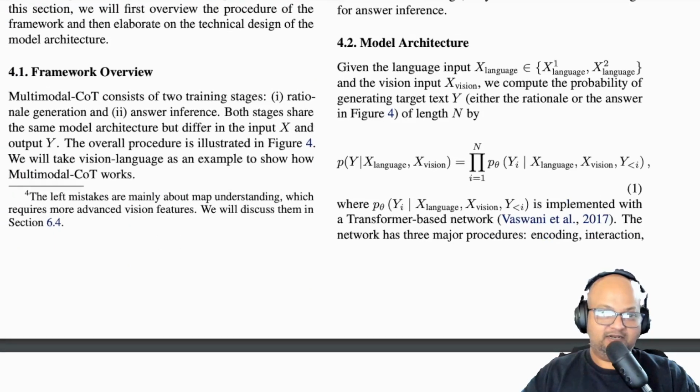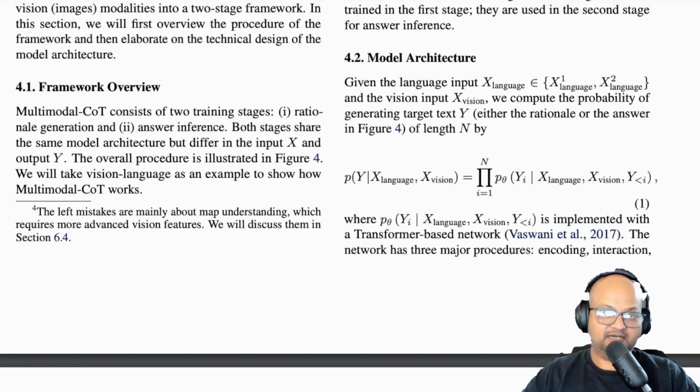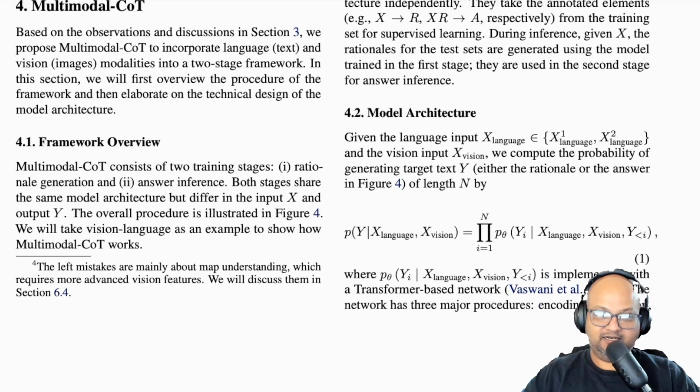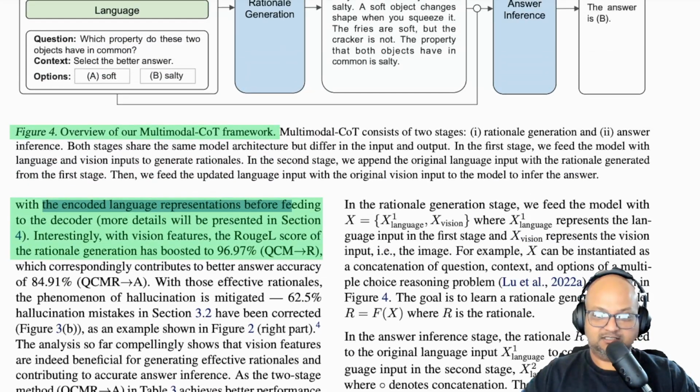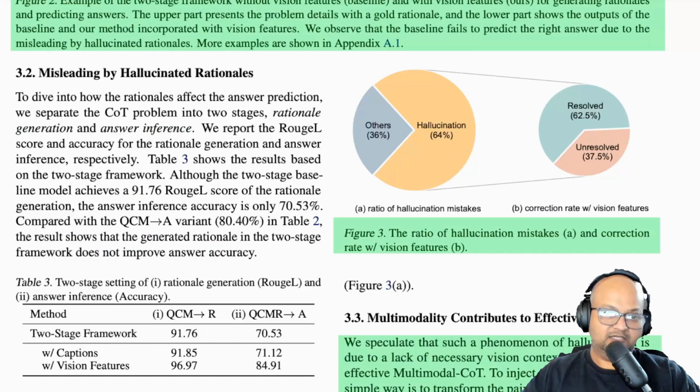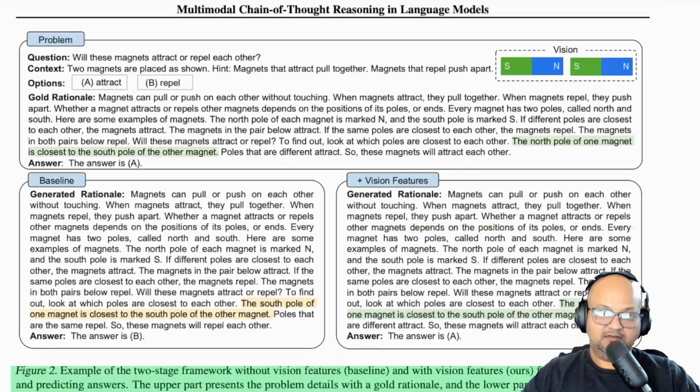There's a lot more detail here, and I definitely encourage you to check out the paper if you're interested in the details, particularly the mathematical details behind it. But let's look at what kind of results this gives them. So first of all, as you can see in this pie graph, the fraction of hallucination mistakes goes down quite a bit. So of a 64% hallucination rate, they're able to resolve more than 62% of that. And here is an example which illustrates that.